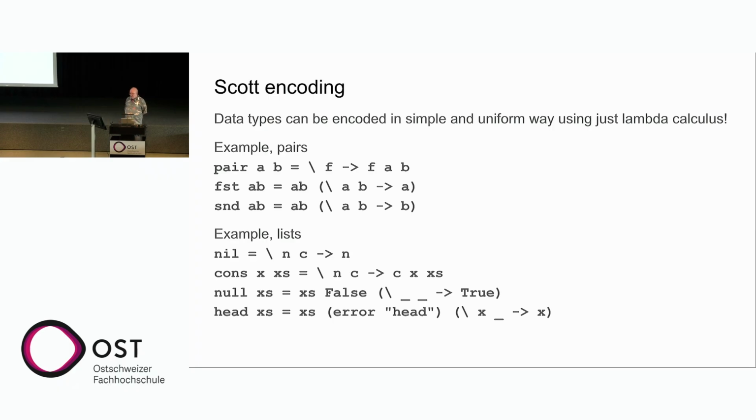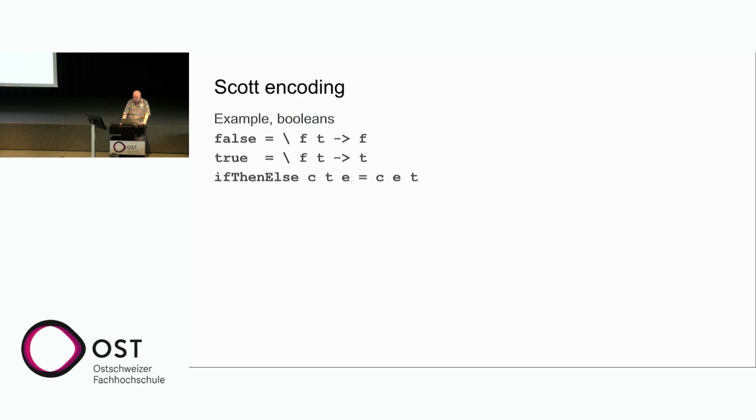And then how do you do first? Well, AB is the pair, so you take AB, which is a function, and you give it the function that will get A and B, and you return A, and second similarly. Nil and cons, similar. Nil now takes two arguments, one nil thing and one consy thing, and it returns the nil thing. And cons applies the cons continuation, if you will, to x and xs, and that's how you do null and head. And in that way, you can encode any data type, so there's no need for any data nonsense. Here are Booleans.